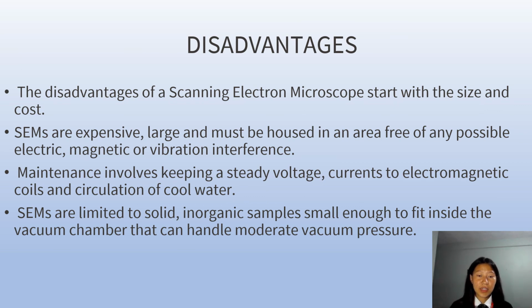Disadvantages. The disadvantages of a scanning electron microscope start with the size and cost. SEMs are expensive, large, and must be housed in an area free of any possible electric, magnetic, or vibration interference. Maintenance involves keeping a steady voltage, currents to magnetic coils, and circulation of cool water. SEMs are limited to solid, inorganic samples, small enough to fit inside the vacuum chamber, that can handle moderate vacuum pressure.